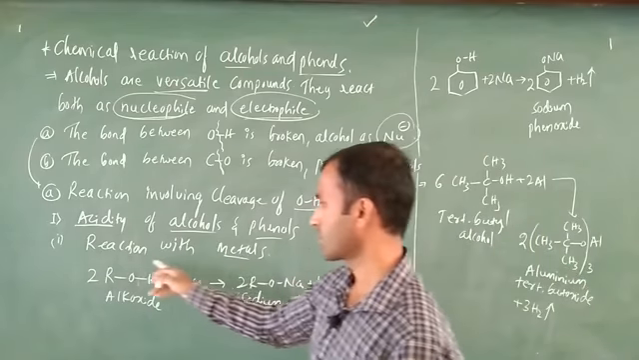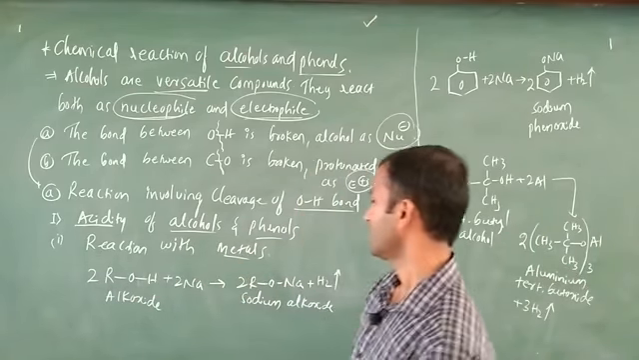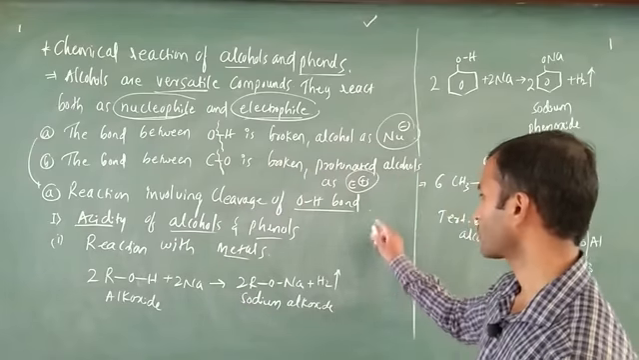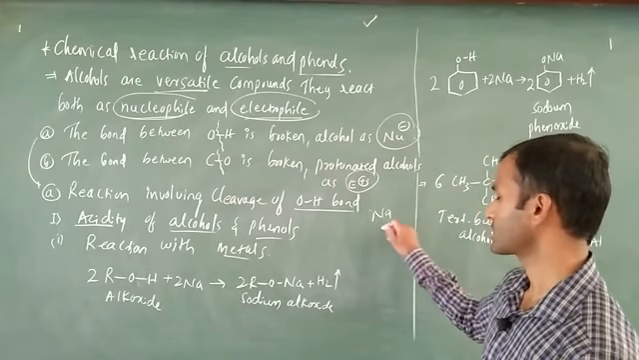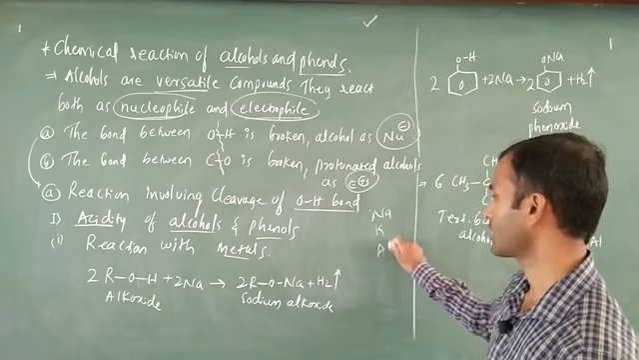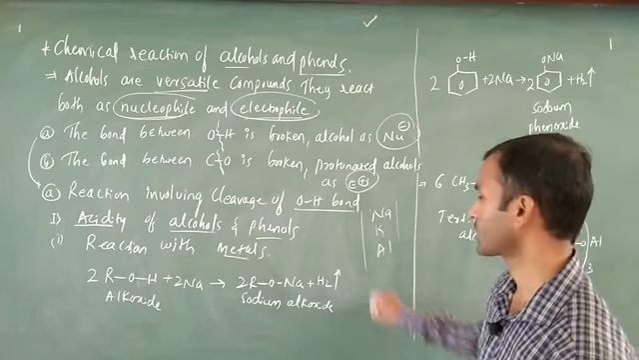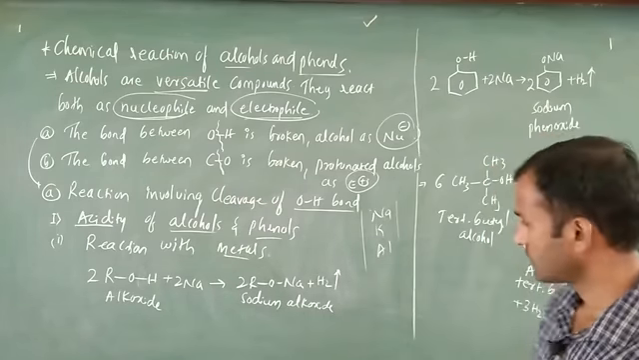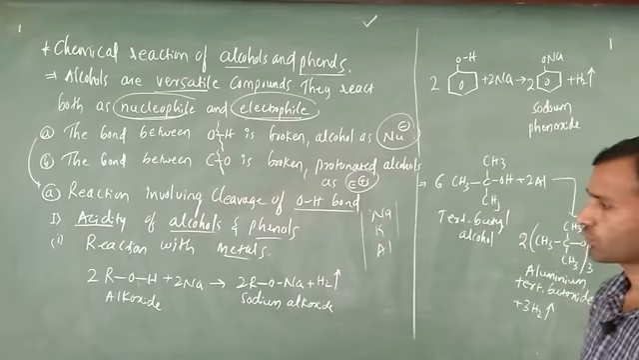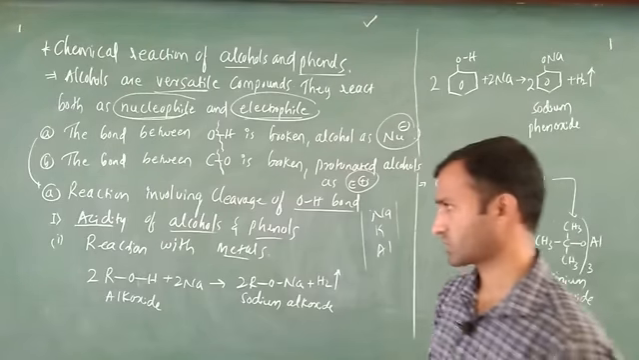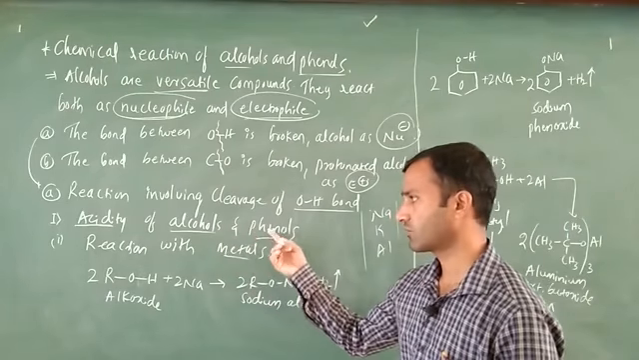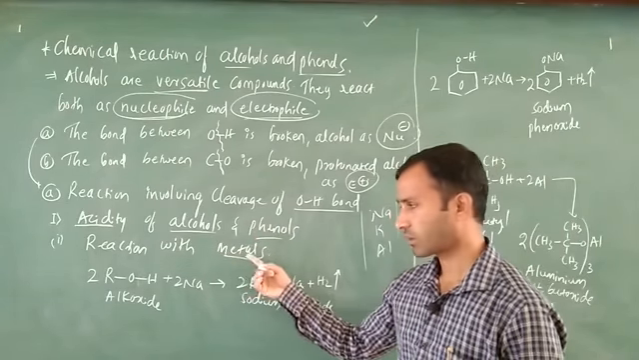Again a subheading: reaction with the metals. In this case active metals are used. What are active metals? Sodium is an active metal, potassium is an active metal, and aluminum is an active metal. These kinds of metals are used in alcohol reactions. The first one, acidity of alcohols and phenols, in this case reaction with metals.